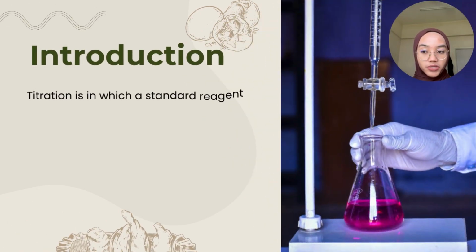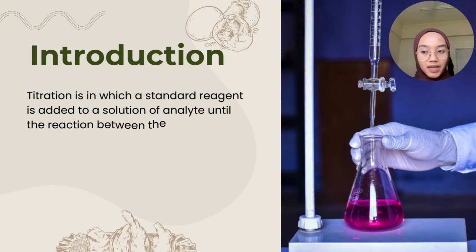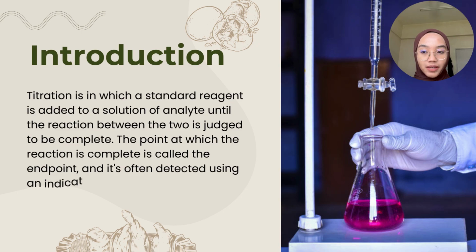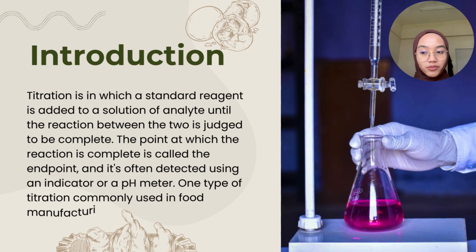Introduction. Titration is a method in which a standard reagent is added to a solution of analyte until the reaction between the two is judged to be complete. The point at which the reaction is complete is called the endpoint, and it is often detected using an indicator or a pH meter. One type of titration commonly used in food manufacturing is acid-base titration.